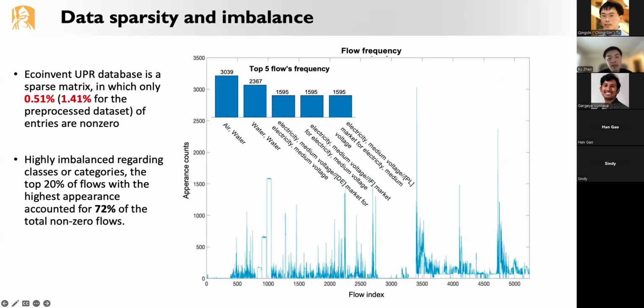At the same time, the sparsity often leads to imbalanced datasets, where some classes or categories are underrepresented. Here we did a statistic: you can see here that the top 20% of the flows with the highest appearance account for 72% of the total non-zero flows. These dominant flows, which you can see on the upper left, are some very basic flows, such as water emissions and electricity usage, that almost exist for every process.